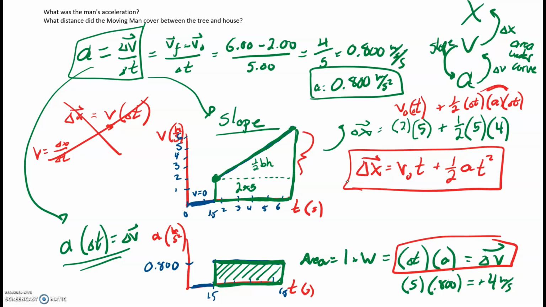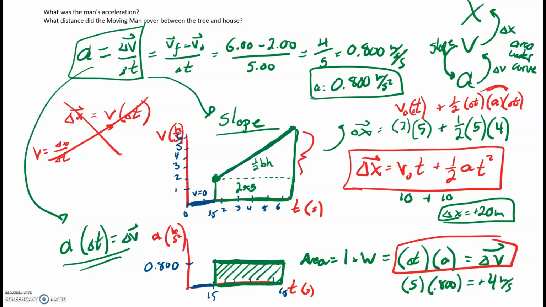And so plugging this into our situation, with the numbers I have here, 2 times 5 is 10, plus our triangle of 1/2 times 5 times 4, 5 times 4 is 20, half of that is 10 again, so I get a displacement of positive 20 meters, which is the distance from the tree to the house in our problem.